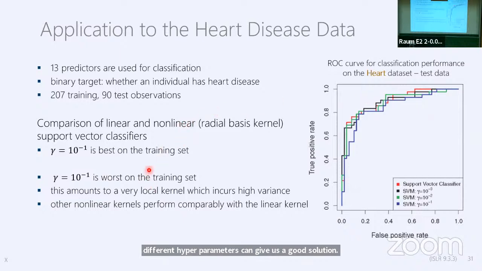Yeah, so this is exactly what's written on the slides, that having a very large value of gamma, we get a very local kernel which has high variance, which means it doesn't really perform that well on the test set.